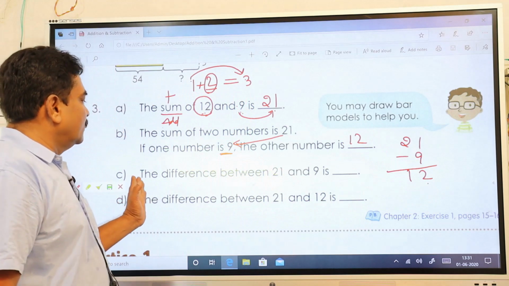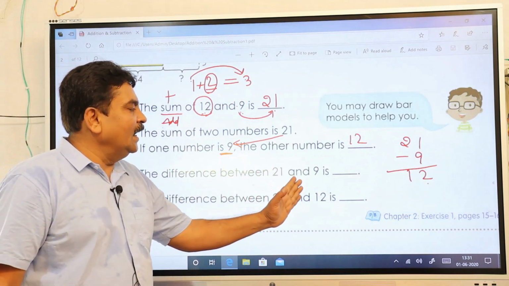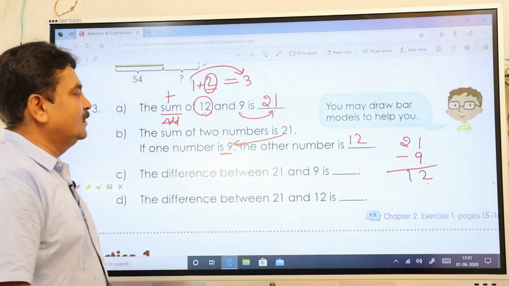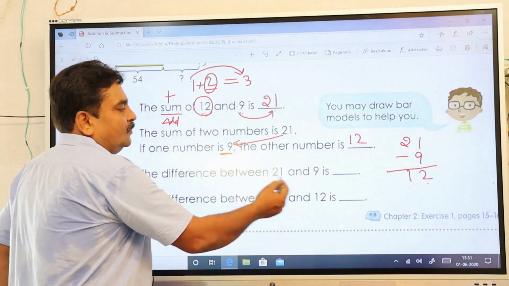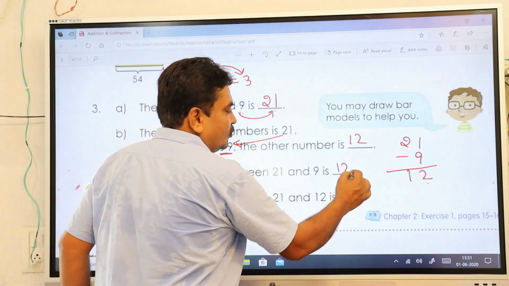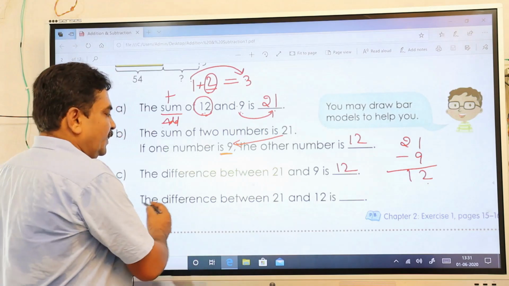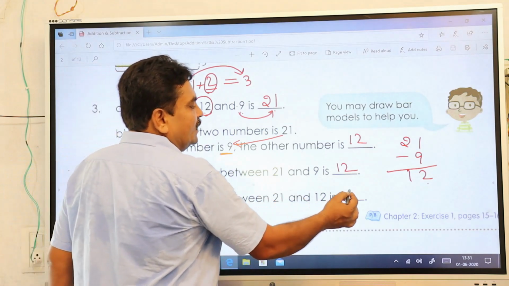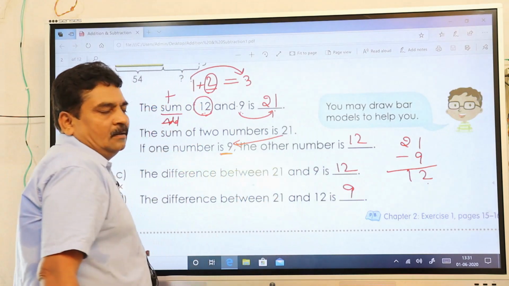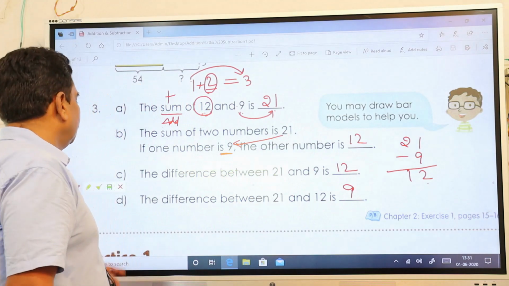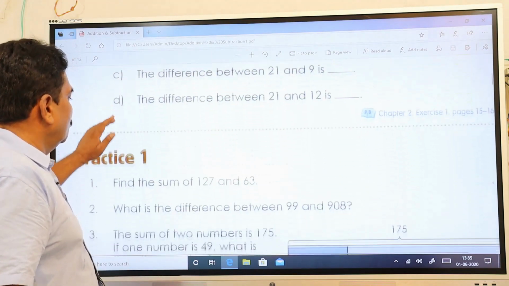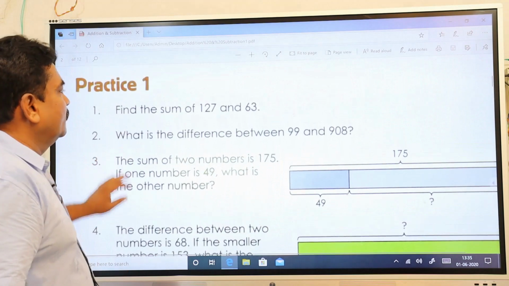Go to this one. The difference between 21 and 9. The difference is what is given here. The same thing. How much did you get here? 12. The difference between 21 and 12 is 9. Okay, fine. Now let's go to practice 1.